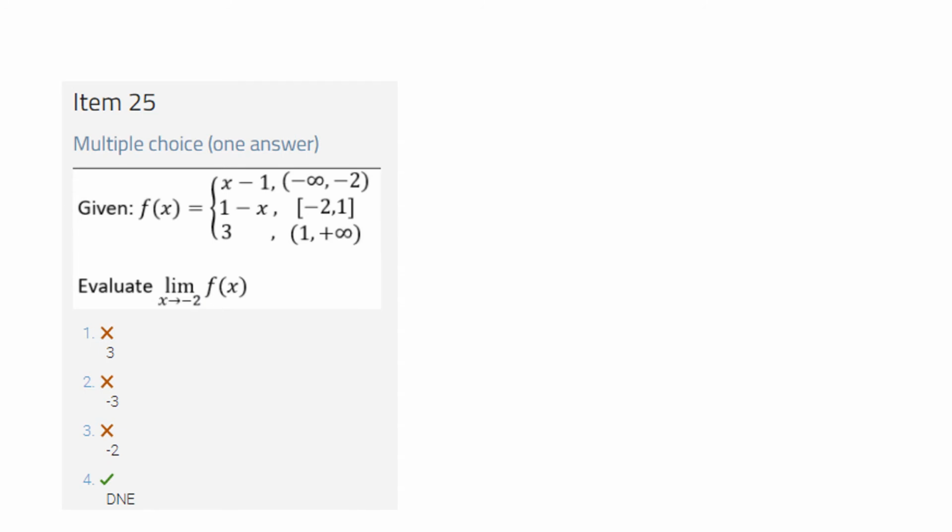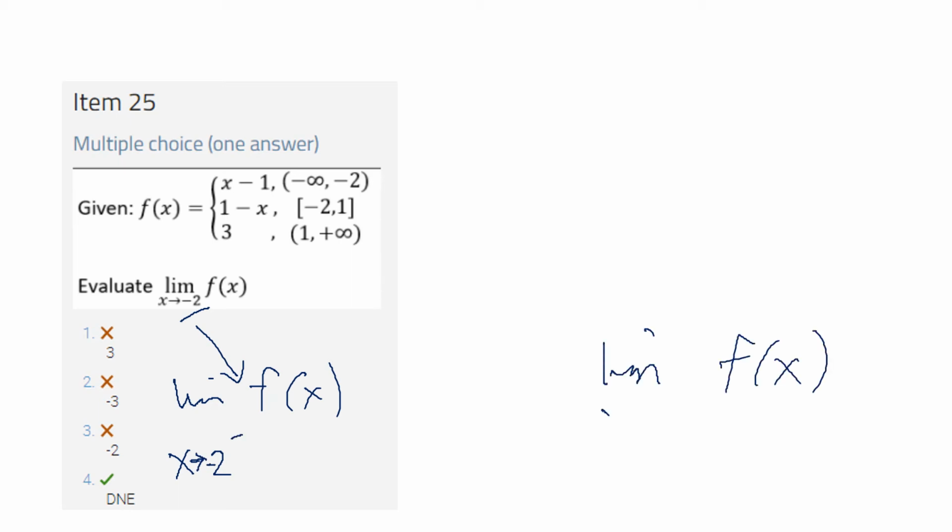Okay, here you're going to find the limit as x approaches negative 2. Remember, this is negative 2, so this one is two-sided. So you need to check the limit of f of x as x approaches left, and then you're going to check right of negative 2. Here is the left of negative 2, and here is the right of negative 2. So for the left of negative 2, you're going to use f of x is equal to 1 minus x. That must be x minus 1.